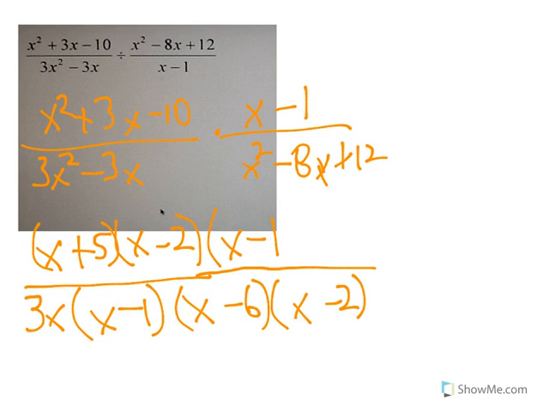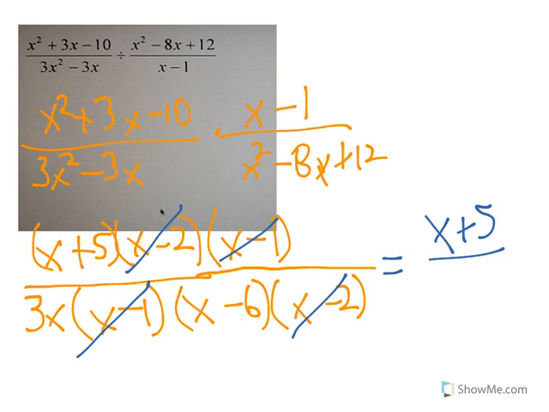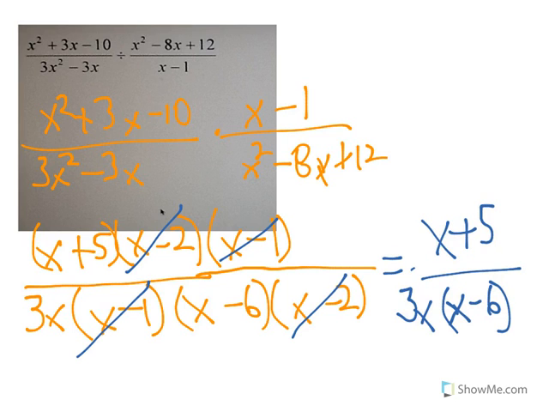So what can I cancel out? Well, I can certainly cancel out this piece here with that. Can cancel out this piece here with that. And then I'm left with whatever I have left, which is just going to be x plus 5 over 3x times x minus 6. Excuse my handwriting. Yeah, much better. So let's try one more.